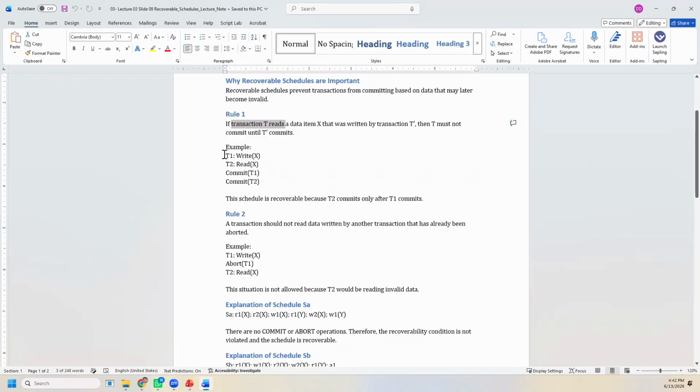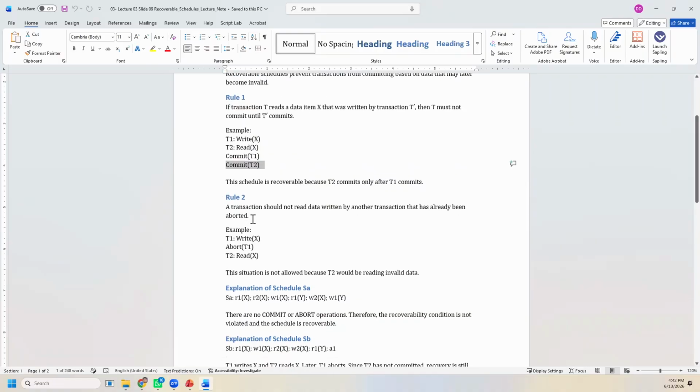Commit T1 because of the modification done by T1. Then T1 should commit. Then T2 can commit, right? This schedule is recoverable because T2 commits only after T1 commits, right? That means the transaction who did the modification should commit first. Then the other one can commit, right?